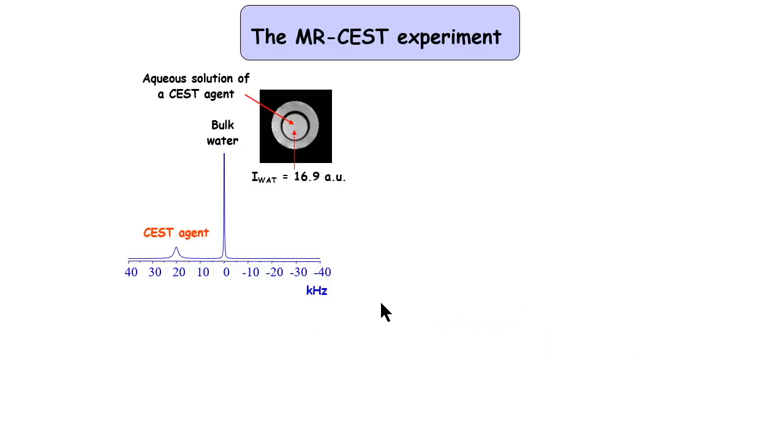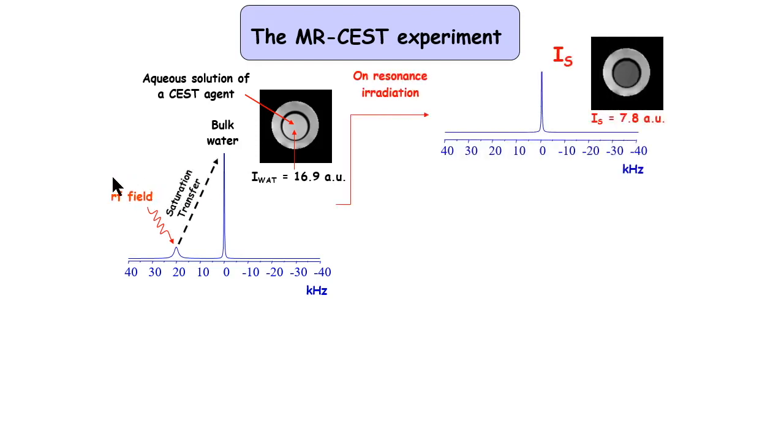Then the additional step is that one applies an RF field at the frequency of the exchangeable pool of protons in a way to saturate the protons that, being transferred to the bulk water, cause a decrease of the water signal and therefore a darkening of the compartment in which the contrast agent is contained.